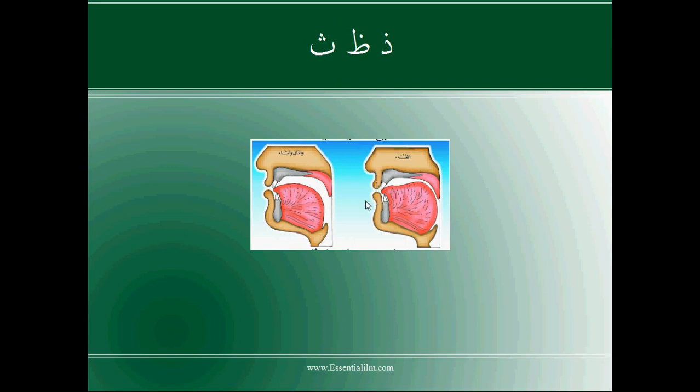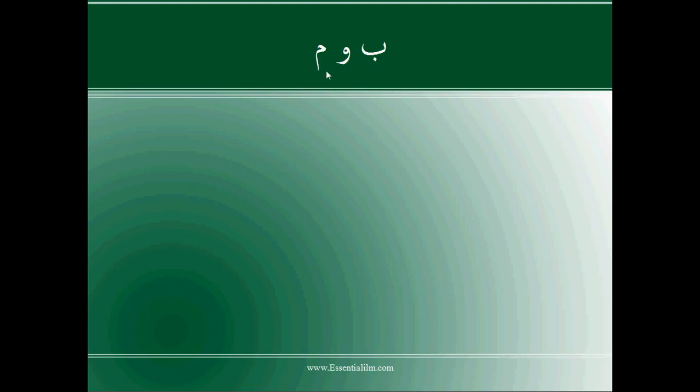Now the letters ba, waw, and mim are pronounced from the lips. Ba is pronounced with the dry portion of the lips touching. Mim is pronounced from the wet portion of the lips touching. And waw is pronounced with the incomplete touching of the lips when the lips are rounded. So you make your lips round.